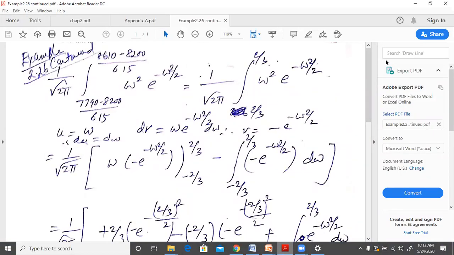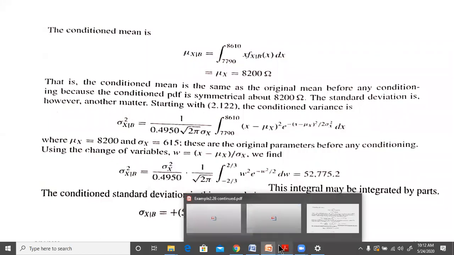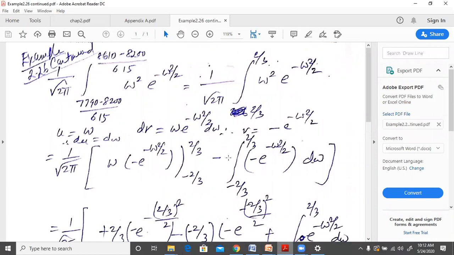So what I am trying to do is I am just taking that 1 by root 2 pi and this term. This term I am taking 1 by root 2 pi integral from minus 2 by 3 to 2 by 3 of w square e to the power of minus w square by 2 d omega. This we will try to solve. Same thing I have taken over here, might be a little more elaboration, but at the end it is 2 by 3 and minus 2 by 3 over here. This should be minus 2 by 3.